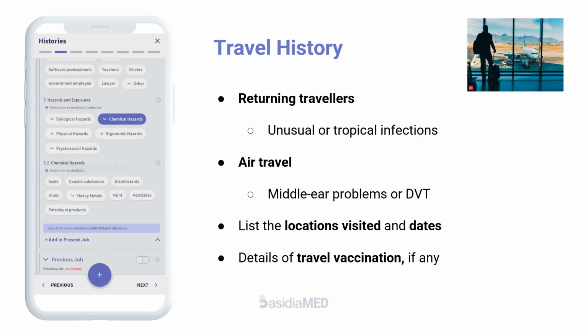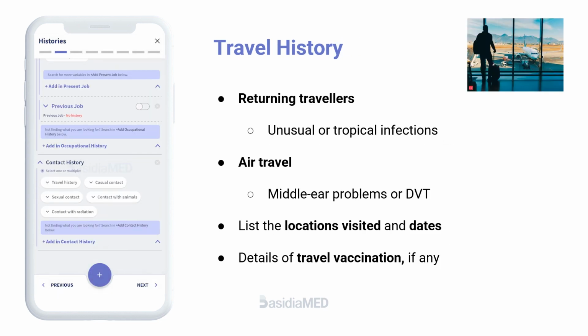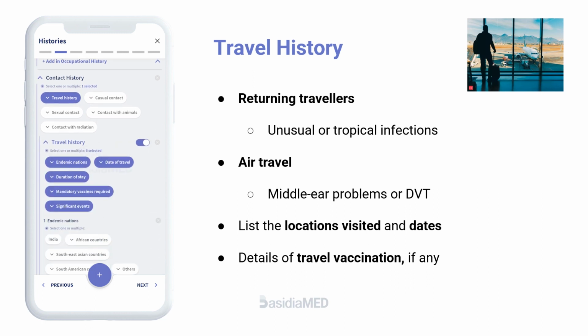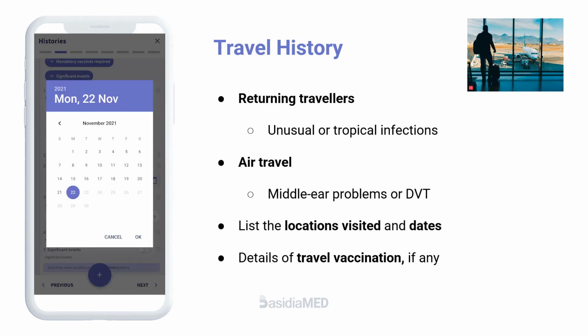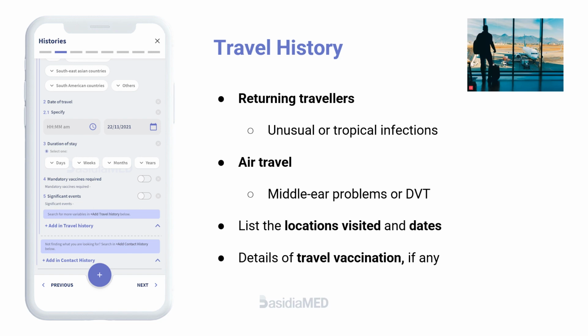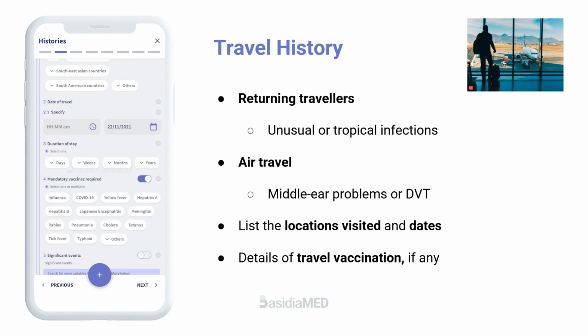Travel history. Returning travelers are at risk for contracting unusual or tropical infections. Air travel itself can precipitate certain conditions, such as middle ear problems or deep vein thrombosis. List the locations visited and dates. Note details of any travel vaccination.